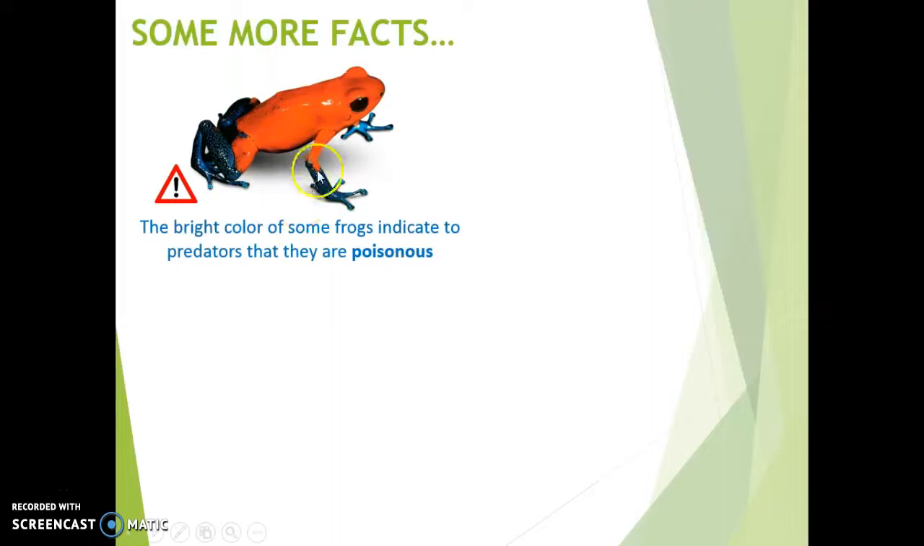Some more interesting facts about amphibians. The bright color of some frogs, you've seen this one is very nice, indicates to predators that they are poisonous. In the case of the dart frog, I think this one is probably a dart frog. This is a very poisonous frog. It's probably, it can kill you.